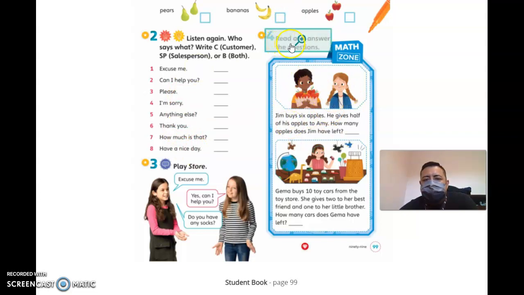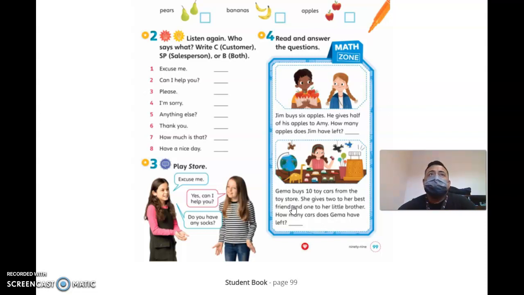Después, activity number 4, dice read and answer the questions. Math zone. Dice, James buys 6 apples. He gives half of his apples to Amy. How many apples does Jim have left? Number 2, Emma buys 10 toy cars from the toy store. She gives 2 to her best friend and 1 to her little brother. How many cars does Emma have left? Ok, aquí hay que restar, hay que hacer esa subtraction para saber el resultado.